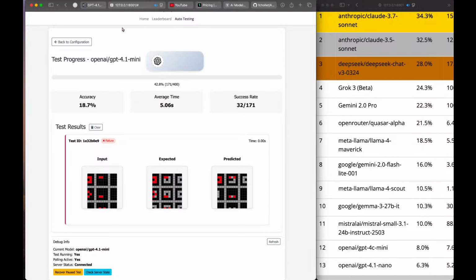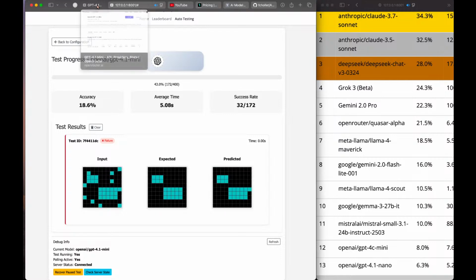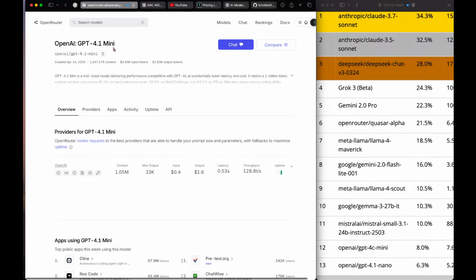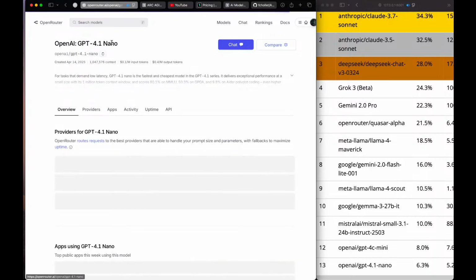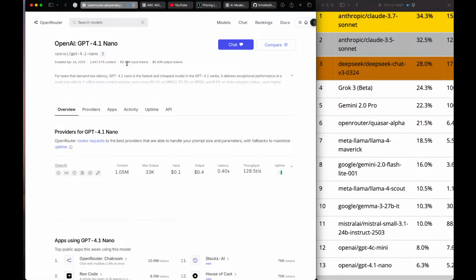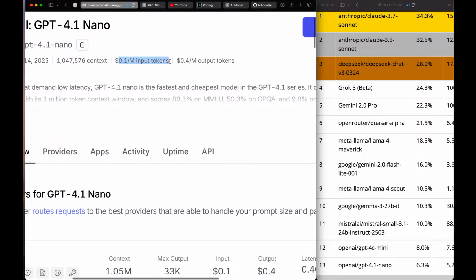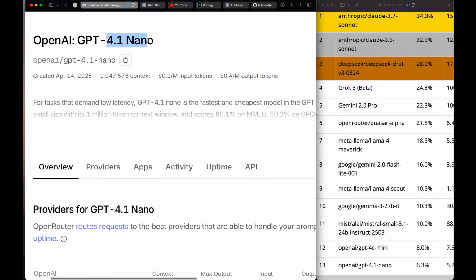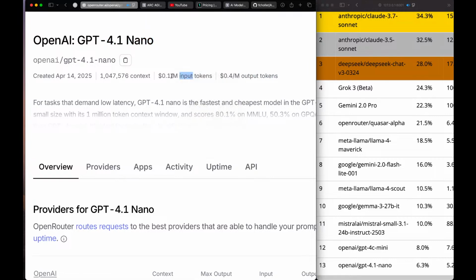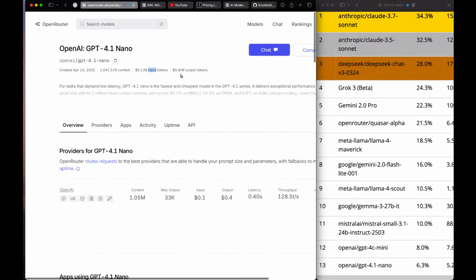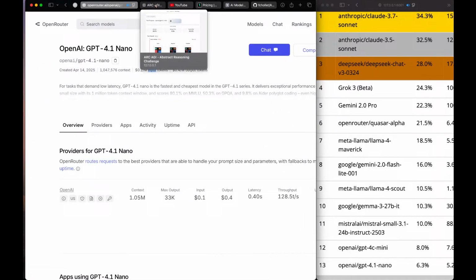That is not very good. That's not a very good thing to do. I think 4.0 mini is closer to 4.1 nano's pricing. You can see, so this is $0.1 per million input tokens and $0.4. I'm talking about the 4.1 nano version. And GPT 4.0 mini is 0.15 and 0.6. So I think 4.1 nano is the one.